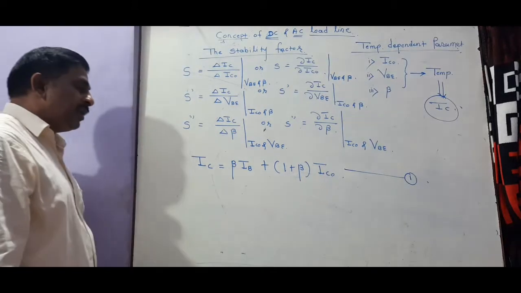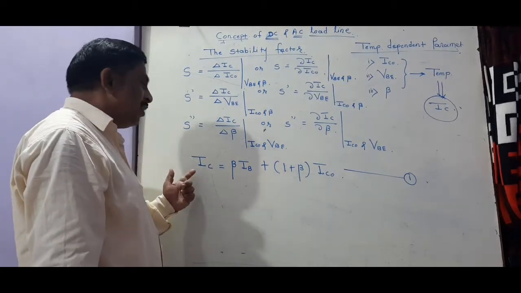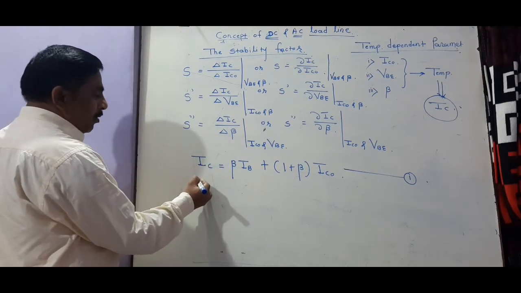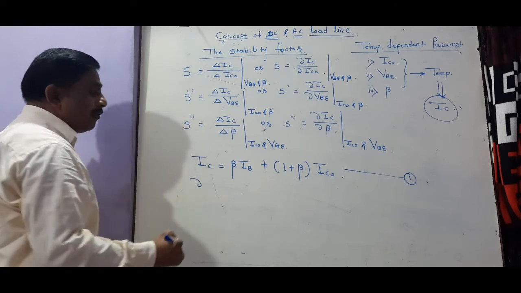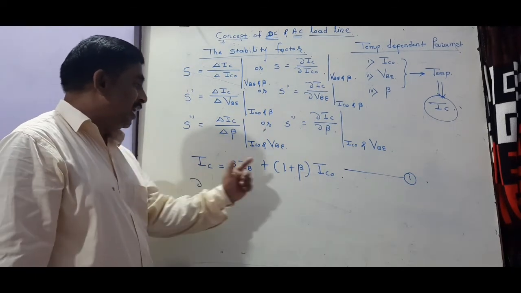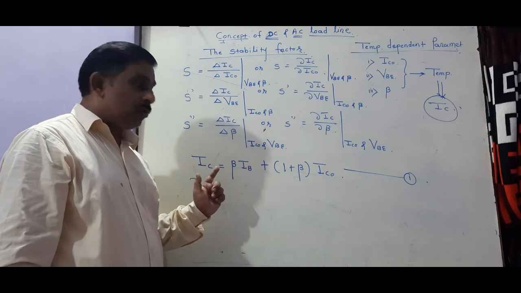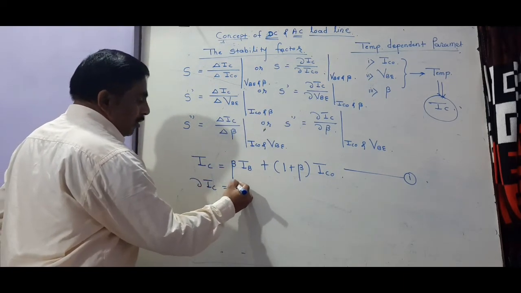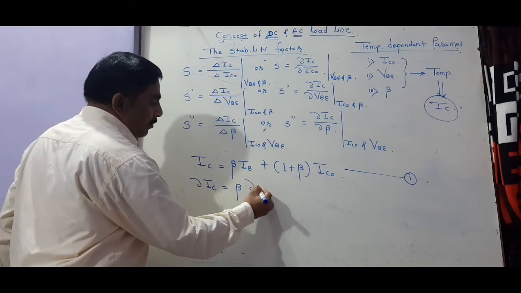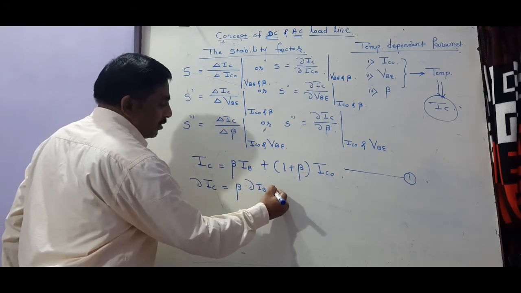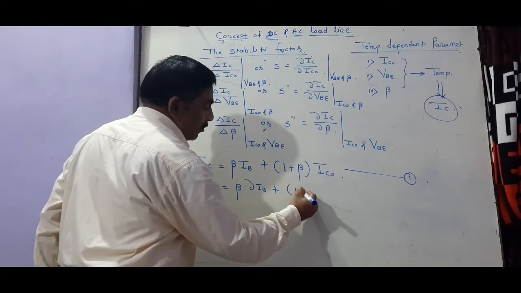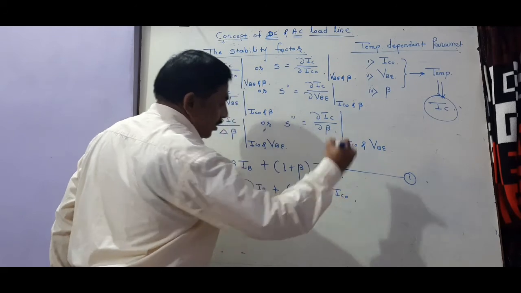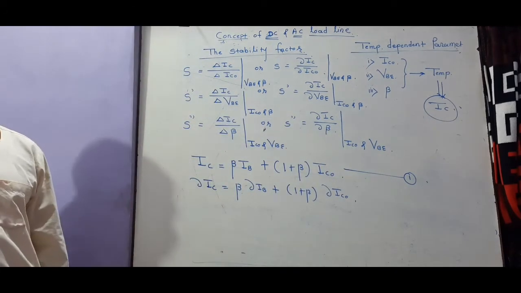We will differentiate this equation partially. So what are the varying parameters here? IC, IC0 and IB. So replacing with delta, delta IC is equal to beta into delta IB plus (1 + beta) into delta IC0.